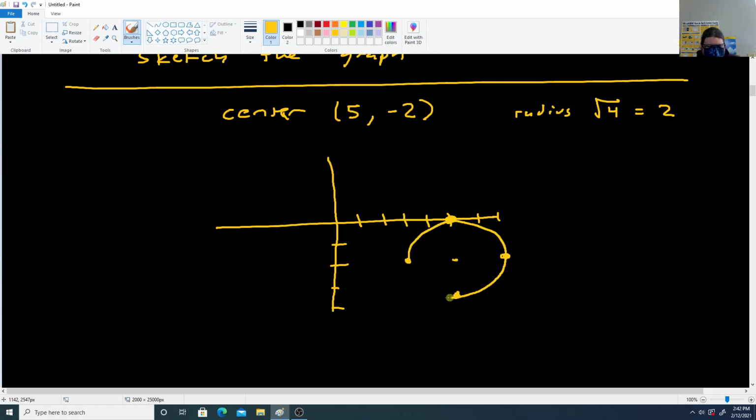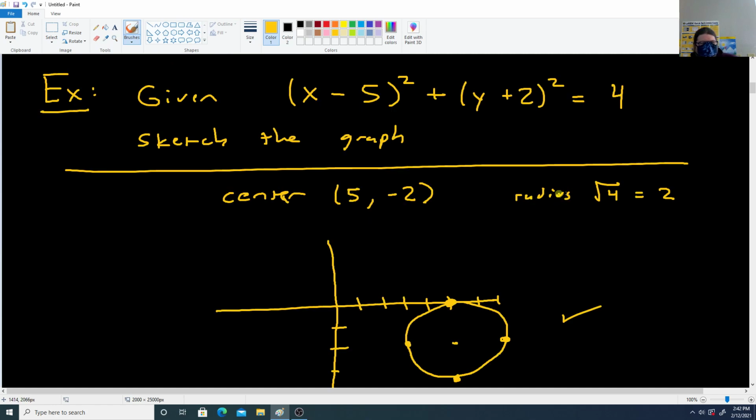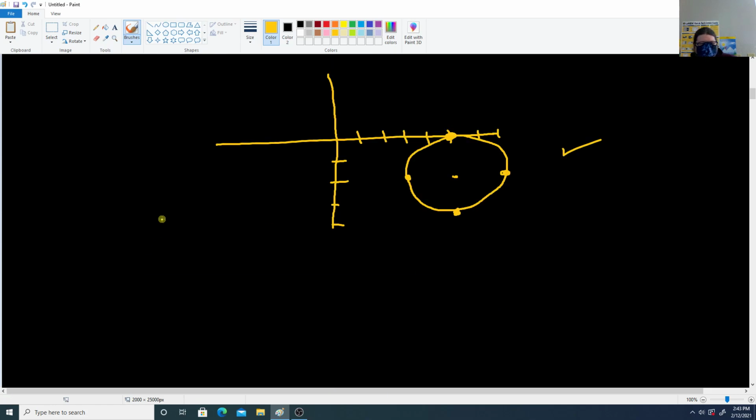This doesn't look great, but we just connect through the dots with a circle, and that will be our graph. So basically, if you're given the center radius form of a circle, you extract the center, extract the radius, figure out where the center is, and count the radius up, down, left and right from the center, and that'll make your graph.